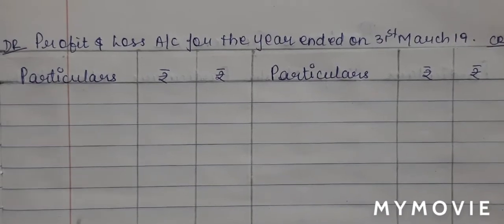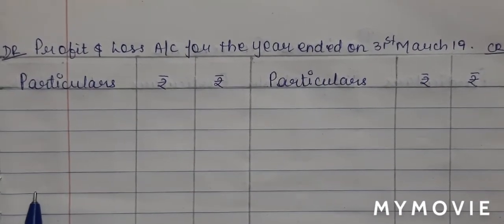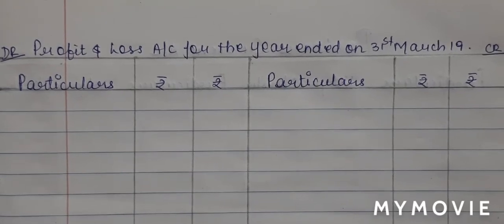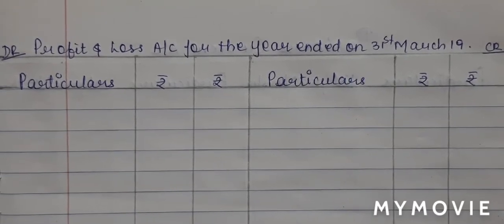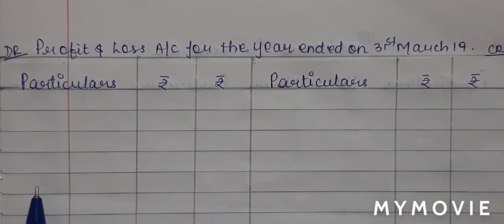In profit and loss account debit side, students, we normally write our bad debts table, but in this sum, as we have already read, there's only one entry for RBD. So we do not write the bad debts table.